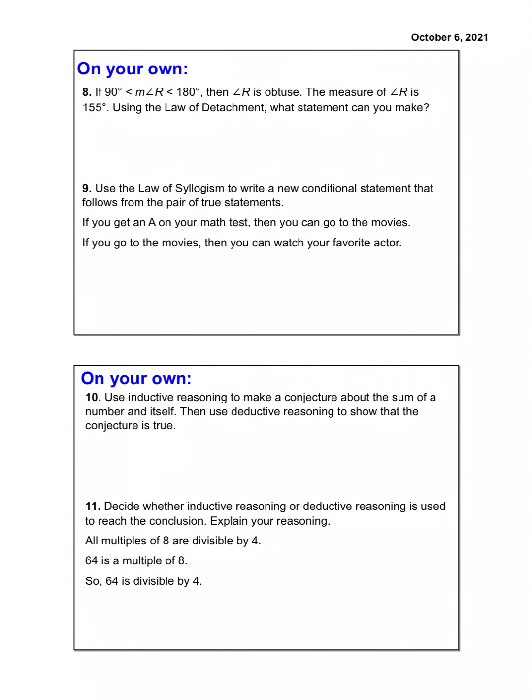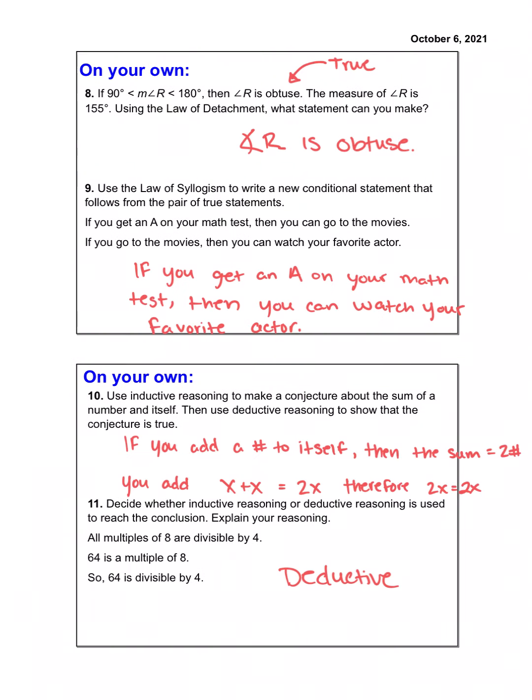Next, looking at these, pause the video and then try these on your own. All right, looking at these, so number 8 here, using the law of detachment, you can conclude that angle R is obtuse because that conditional was true, and since the measure of R is 155 degrees, that matches the hypothesis of our conditional. We can conclude the conclusion of our conditional.